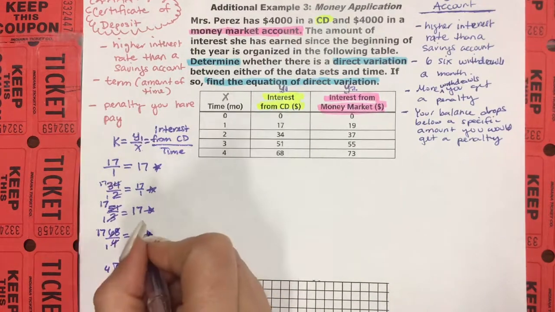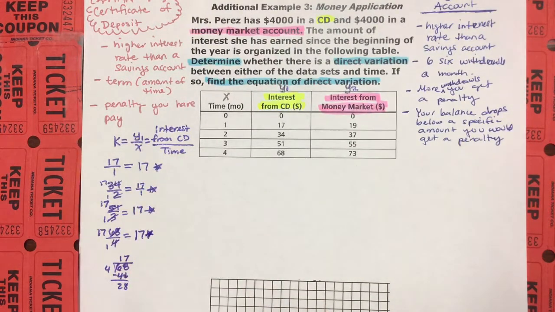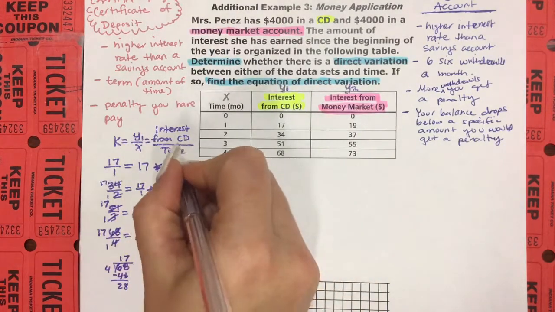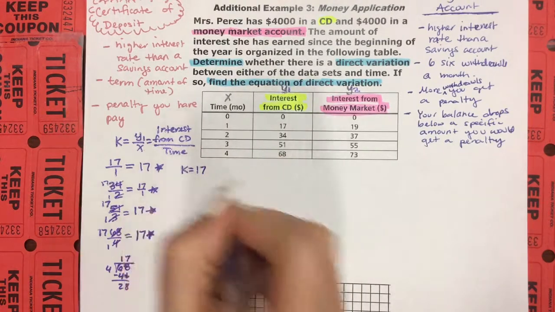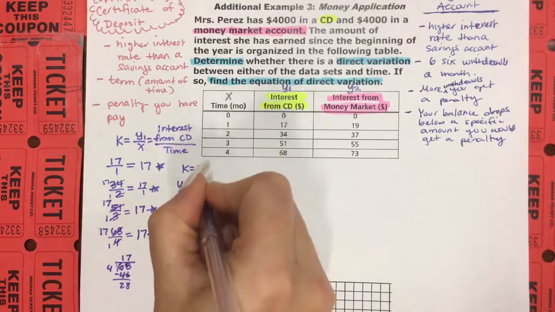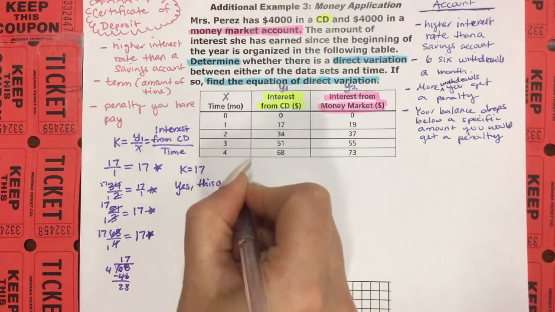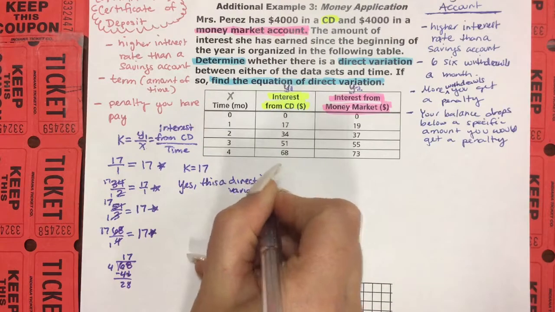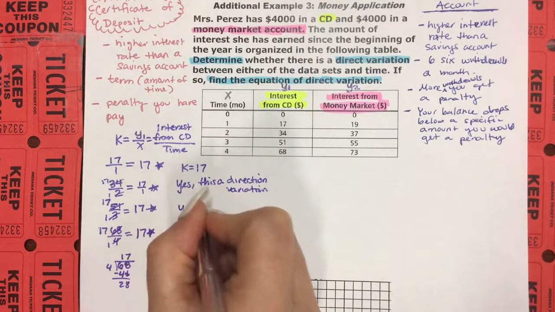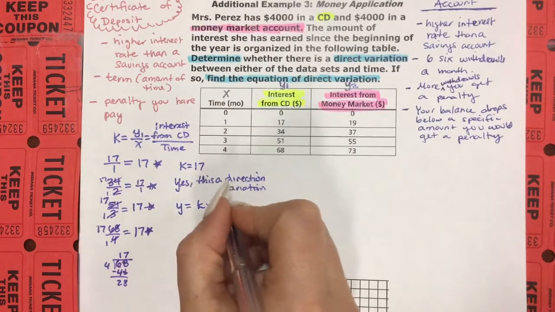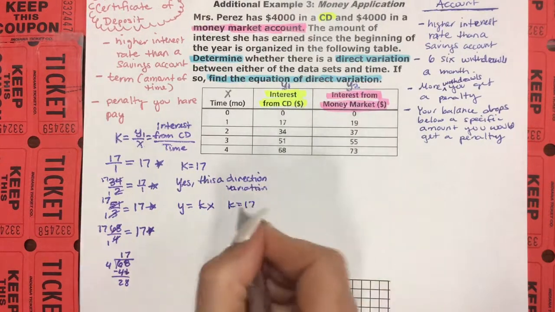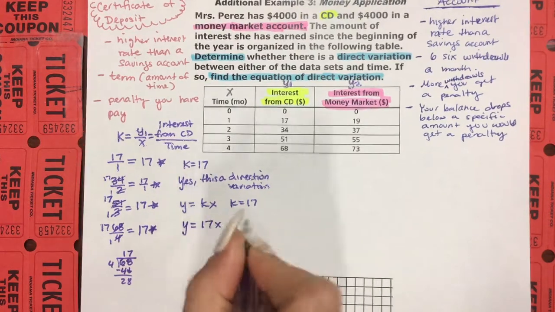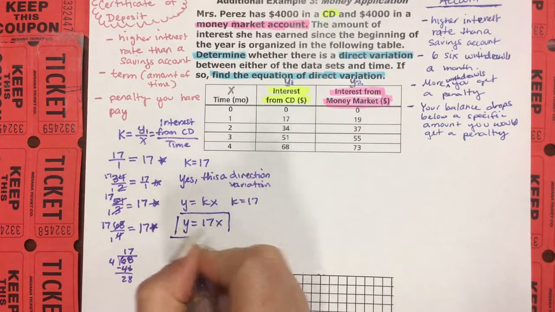That is awesome. That means we have a direct variation. It has the same constant of variation each time, which is our k. So we know that k equals 17. Because of that, we can write it in the form y equals kx, where k is equal to 17. So we just plug that number in for k, and we get y equals 17x. That is our equation.